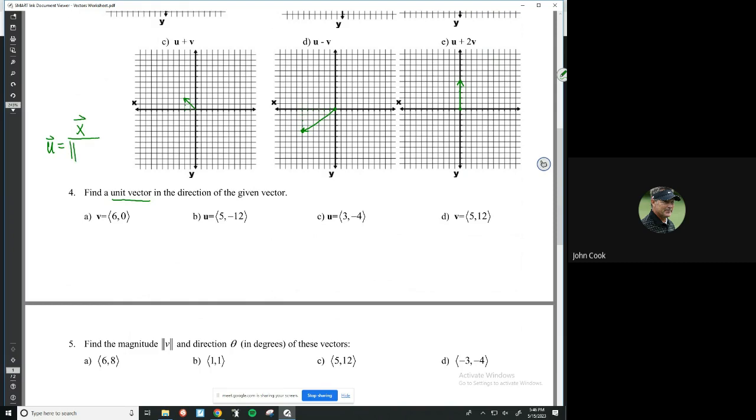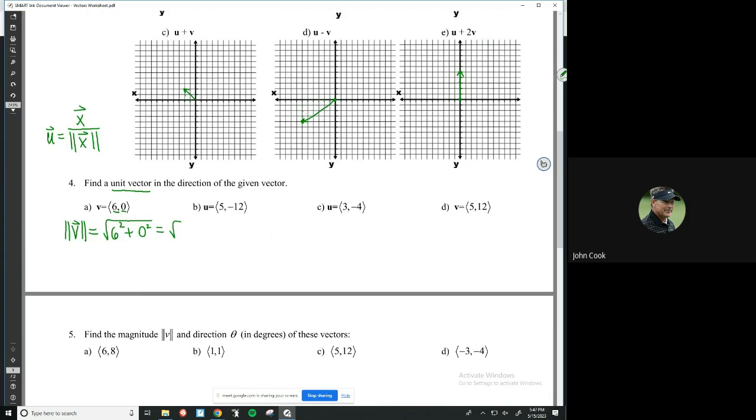So its magnitude is basically like the Pythagorean theorem for all of its parts, okay? So that's what I'd want to find first, the magnitude. So I'm going to find the magnitude of the vector v, and it's really easy to find. It's just the square root of the components squared and added together. So 6 squared plus 0 squared. 6 squared is 36, 0 squared is 0, so that just adds up to 36. And the square root of 36 is 6.